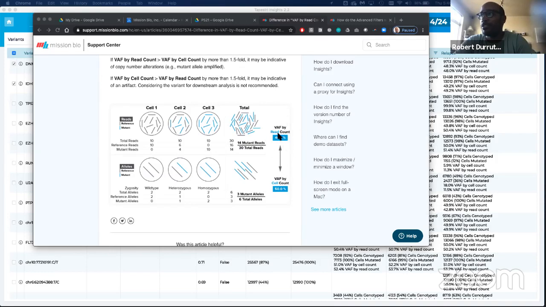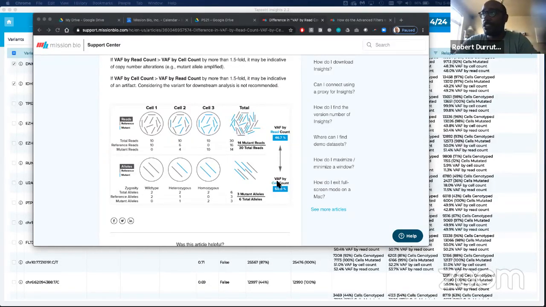So VAF by read count is really nothing more than your bulk sequencing. If you consider 3 cells, one of them being wild type, the other one being heterozygous, and the other one being homozygous for a specific variant, all we do is strip all the barcodes from those cells. We don't care about cell identity anymore, and we total all the reads available. And so your VAF by read count is really your pseudo bulk, if you will. You simply divide the number of reads that carry the mutation by the total number of reads. In this particular example, it would give you about 46.7% with that read distribution.